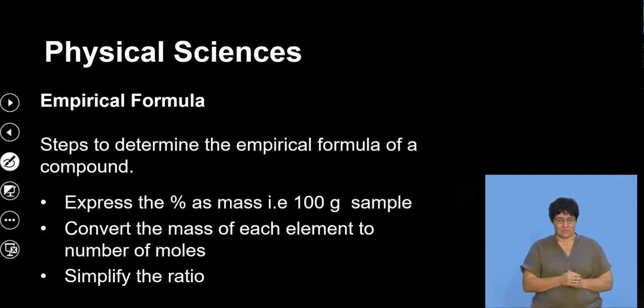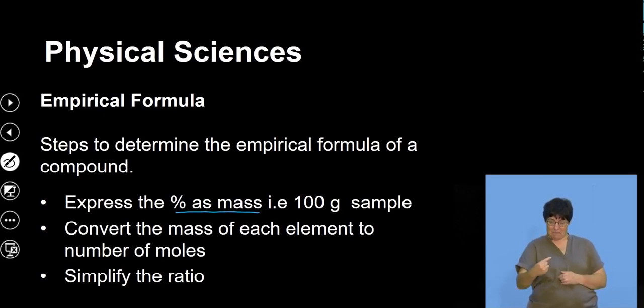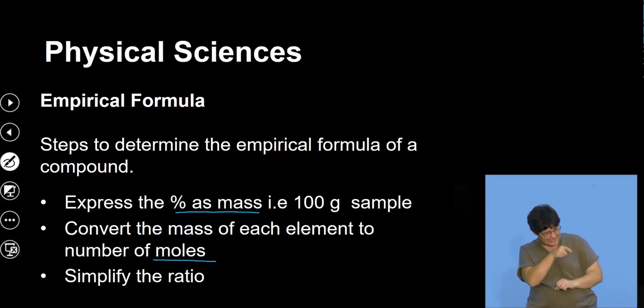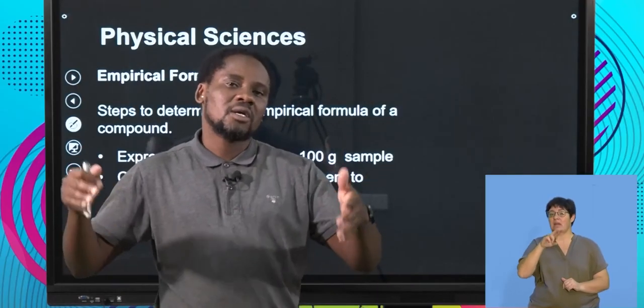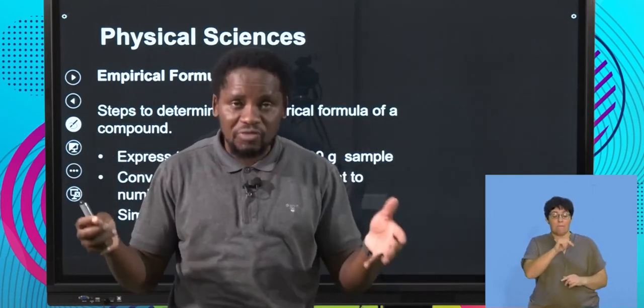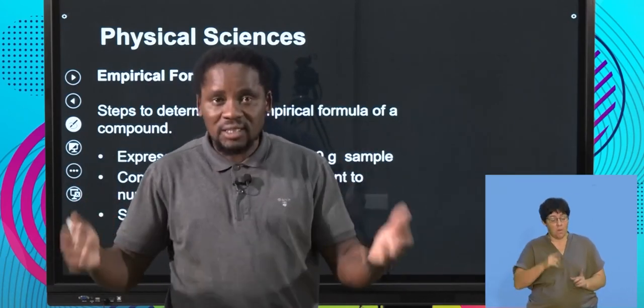And then what are the steps that we have to go through in terms of determining the empirical formula? Okay, first of all, express the percentages of each element in terms of a 100-gram sample. So for argument's sake, if we say a substance is 35%, it means for every 100-gram sample, that element contributes a mass of 35 grams. Okay, so we convert the mass of each element to the number of moles, because it's always about the moles. Because remember, the empirical formula shows the simplest whole number ratio of moles of each element. So at the end of the day, we must determine the moles, right?